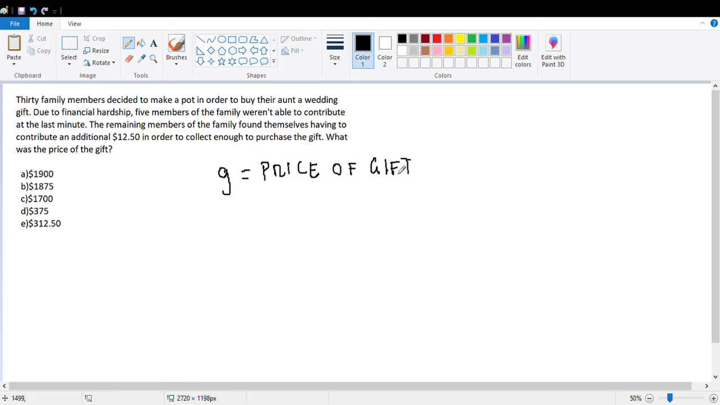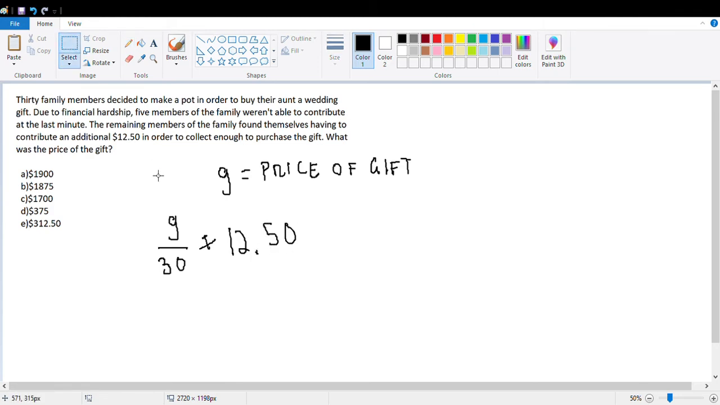Initially, there were 30 family members. That means that G over 30 is the amount of money that each of the family members initially was going to put in to the pot in order to buy the wedding gift. After the 5 members of the family back out, they find themselves each having to put an additional $12.50. That is, now we have to put G over 30 plus 12.50.